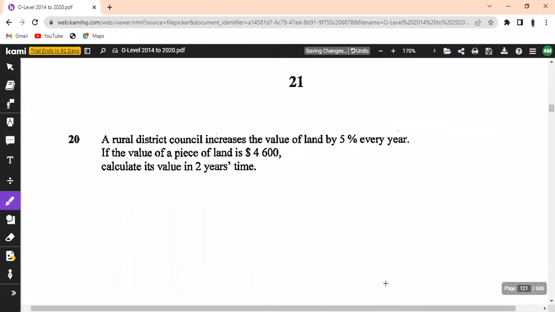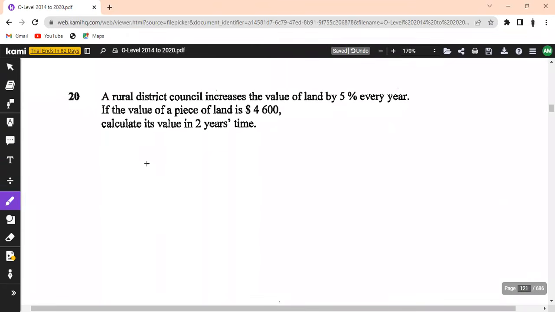And number 19, in a rural district, council increases the value of land by 5%. Every year it is increasing by 5%. If the value of the land is 5,600, what is the value in 2 years' time?